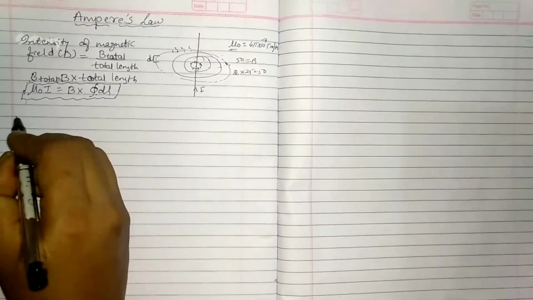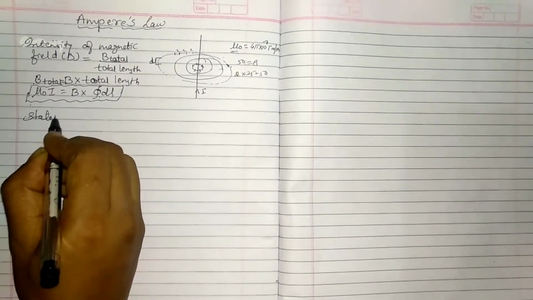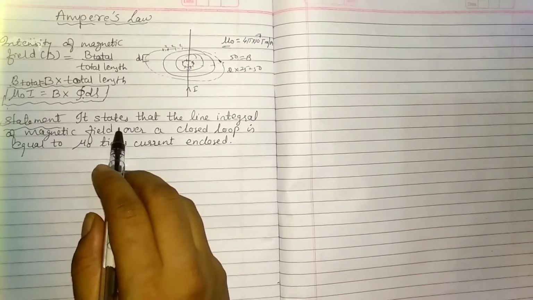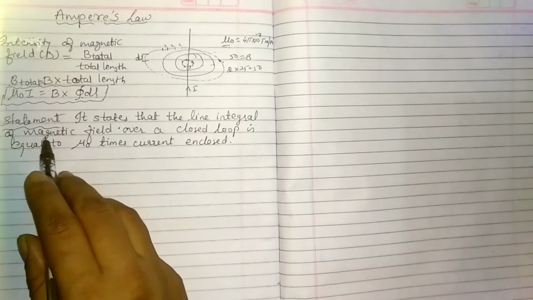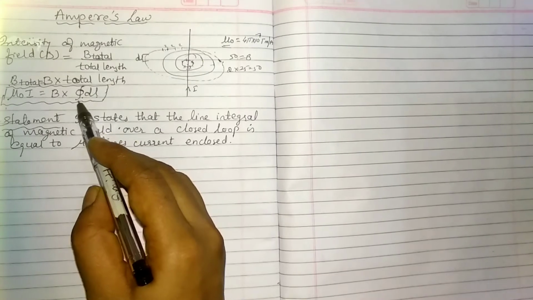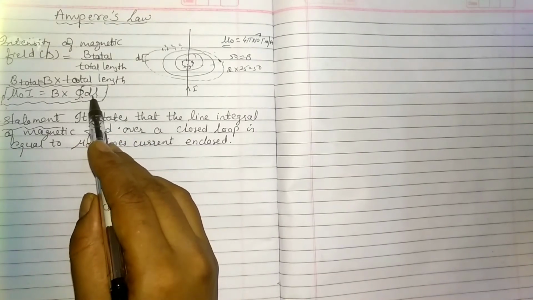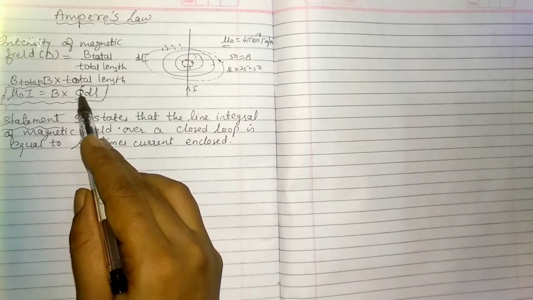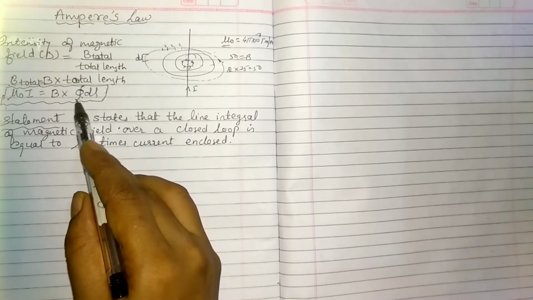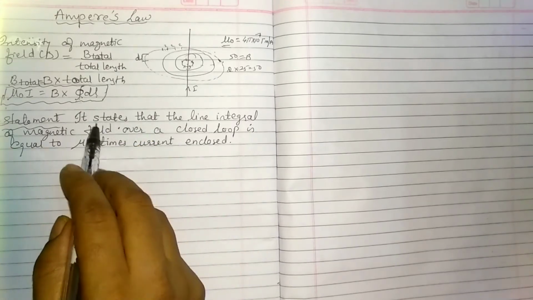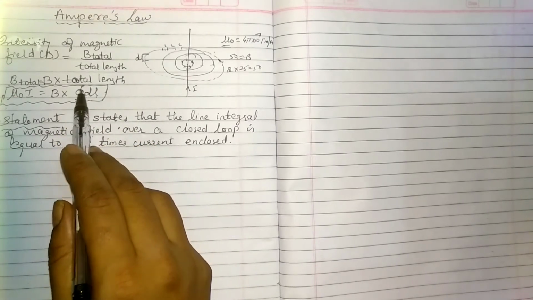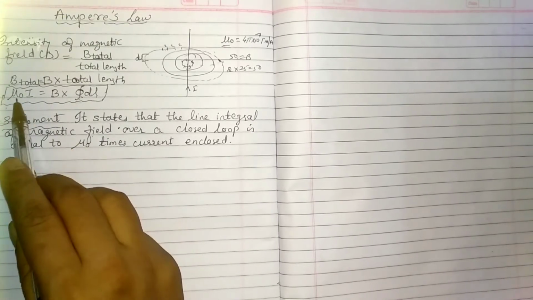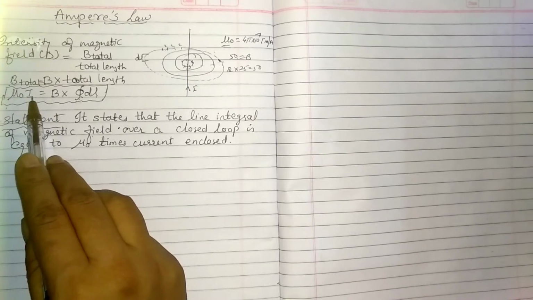Now how to state Ampere's law over here? It states that the line integral of magnetic field, see here it is a line integral of magnetic field over a closed loop, and you can write C also over here. So it is a line integral of magnetic field over a closed loop is equal to mu naught times the current enclosed.